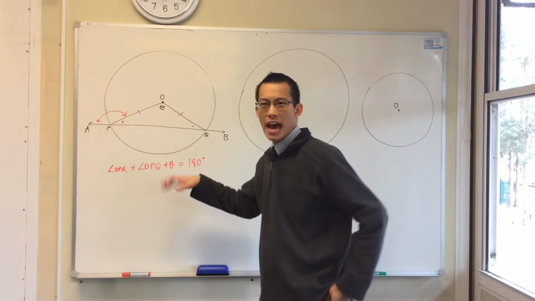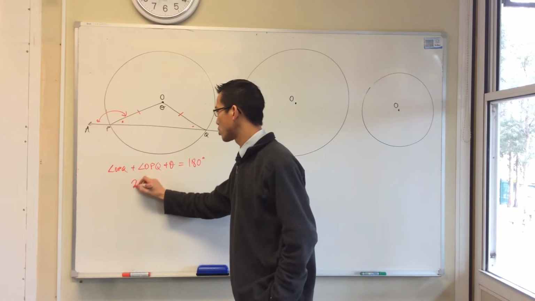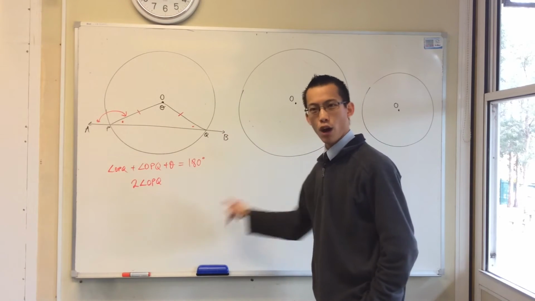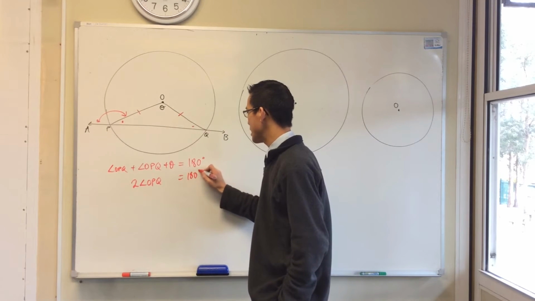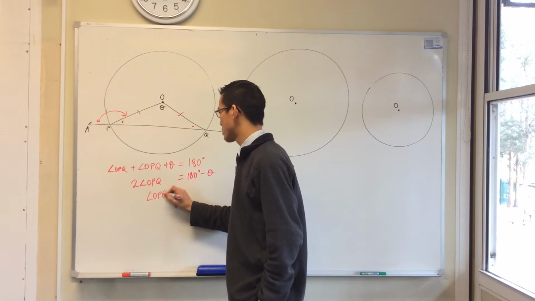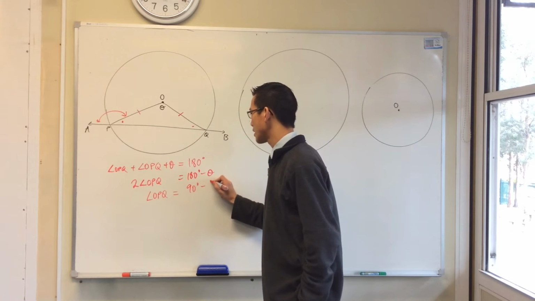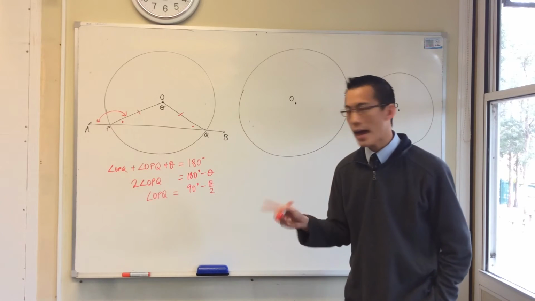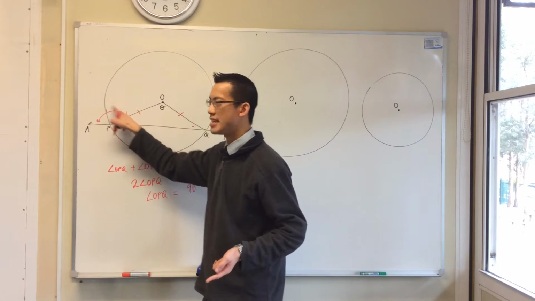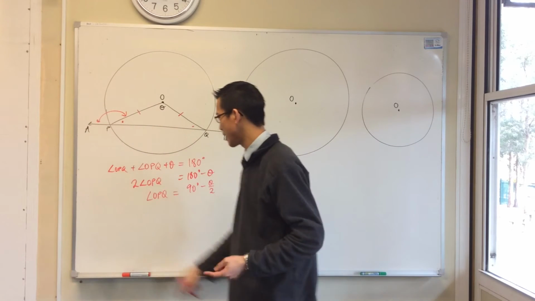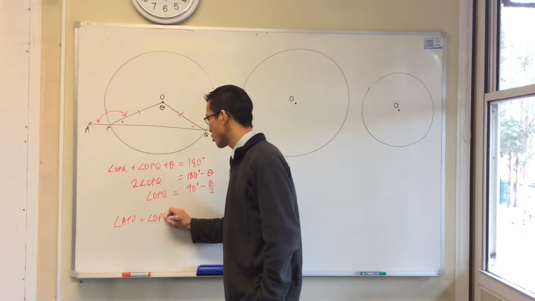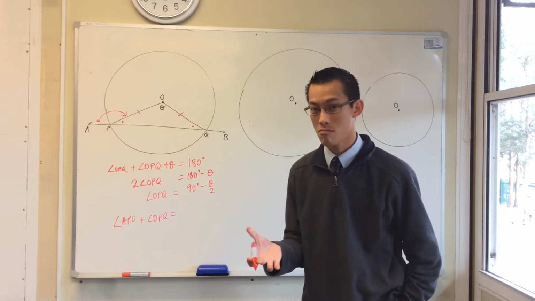Now it doesn't take too much to tidy this up. I've got two lots of OPQ on the left-hand side. And if I drag over that theta to the other side, I've got 180 minus theta. Agreed? So therefore, I can just divide both sides by 2, and that gives me this. Now I have a value for this interior angle. What I'm really after is the exterior angle. So how would I work that out? I can take that exterior angle, add it to my interior angle, and because they're on a straight line, they should equal 180.